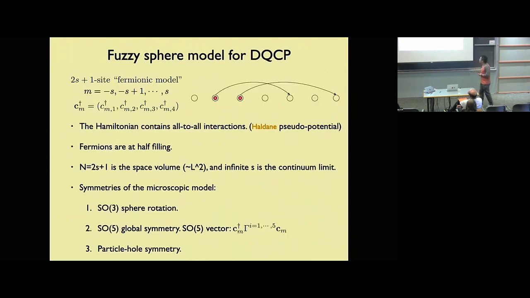Let me also say a bit more about what the model looks like. After this lowest Landau level projection, what we end up with we can think of as 2s plus 1 site fermionic models.